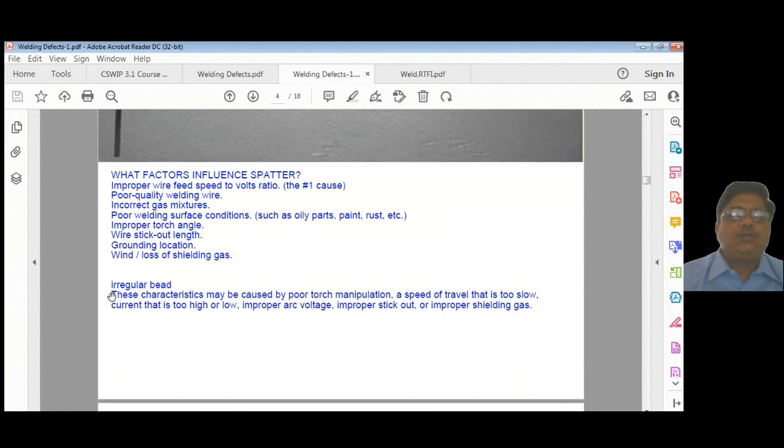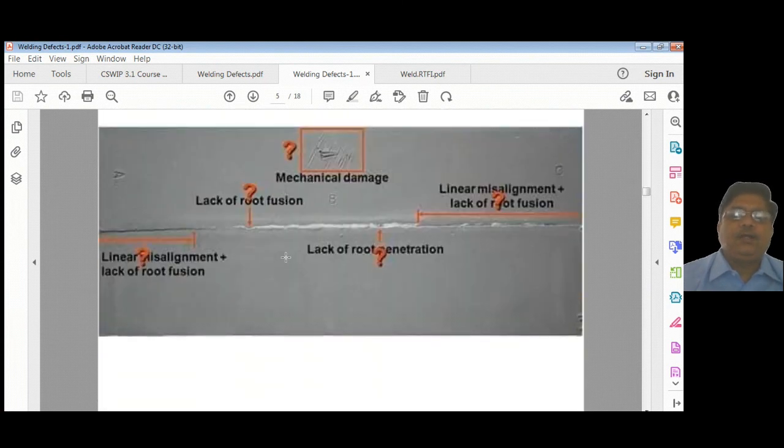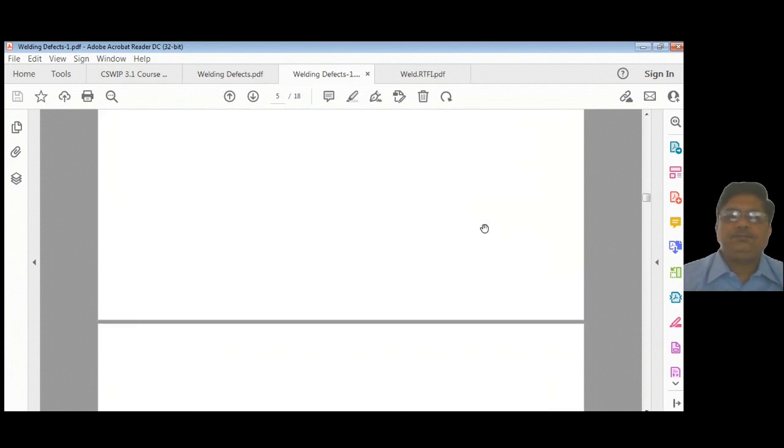So I've written down what the factors of that are. You can pause and have a look at it. Again, on this slide, you can see mechanical damage, lack of root fusion. You can see the root is very, very thin and narrow, and you can see misalignment here. So linear misalignment and lack of root fusion, both are here. On the other side also you can see lack of root fusion because of misalignment.